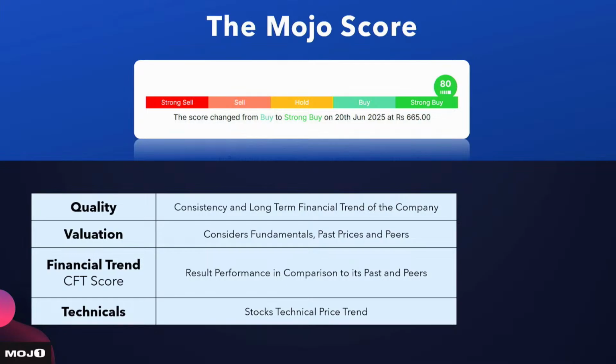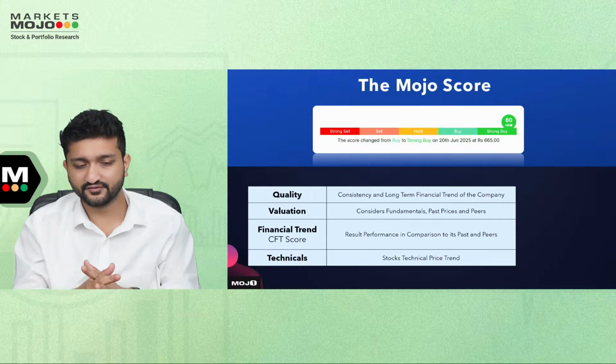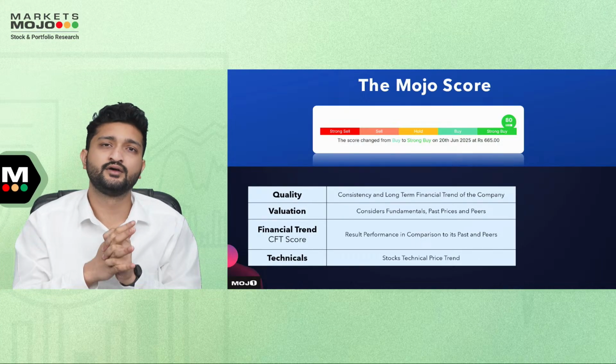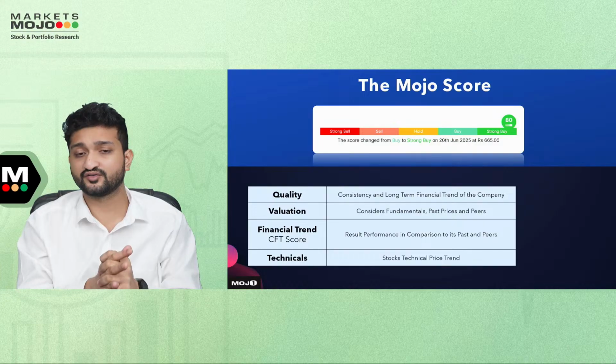It's the first dot. Second, valuation. How attractive the company is at its current price. It considers fundamentals, past prices, peers. Third is what we'd be cracking today, which is the financial trend or the current financial trend score. Here we compare the result of the company in comparison to its past and peers. Lastly, we have technicals. This was the 4th dot added a few years ago. Previously, we just had 3 dots, but technical is very important to understand how the price is moving. We look at this across 7 different indicators.